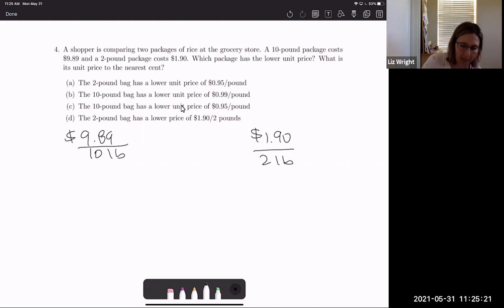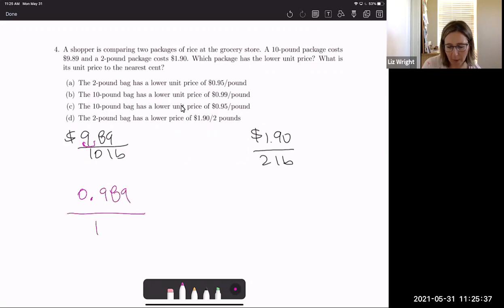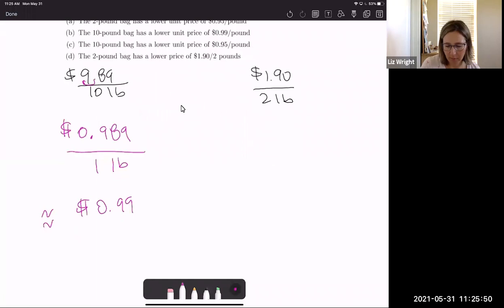So I'm going to do $9.89. Well, it's just dividing it by 10. So if we're dividing it by 10, that means it's just moving one place over for your decimal. So like this. So our price would be 0.989 per 1 pound. And then it says to the nearest cent, so I need to round this. So this is going to be approximately 0.99 per 1 pound.